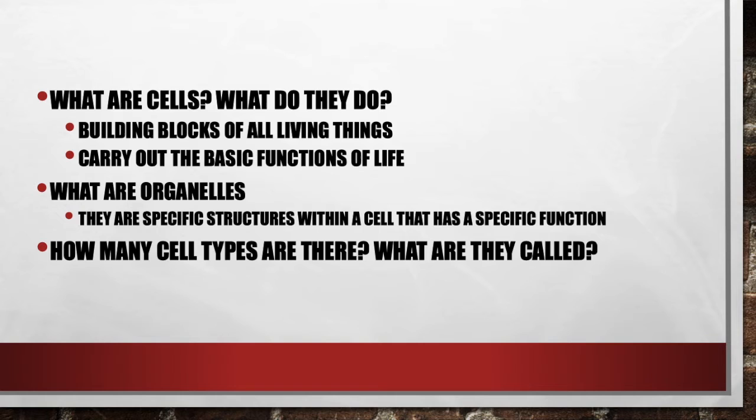How many cell types are there and what are they called? Great. There are 2 types of cells. One is animal cells and one is plant cells. Great. You guys remember what we talked about previously. So now we're about to go in depth about the organelles that are located within these 2 different cell types.